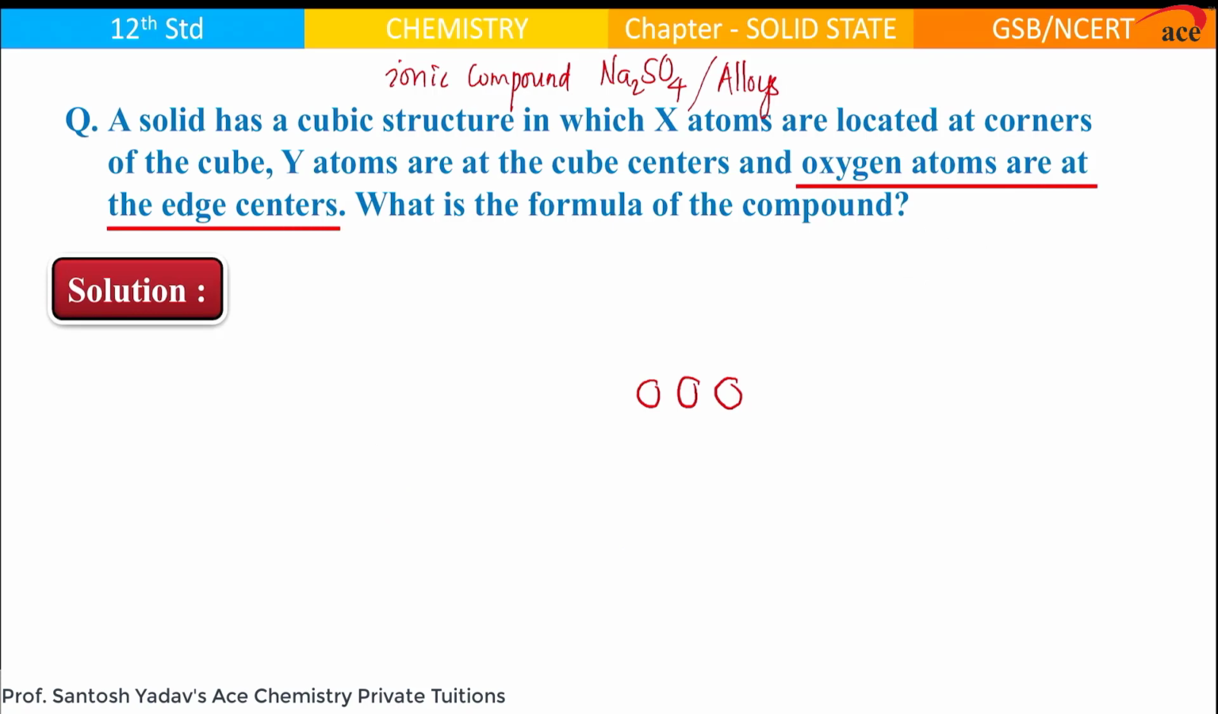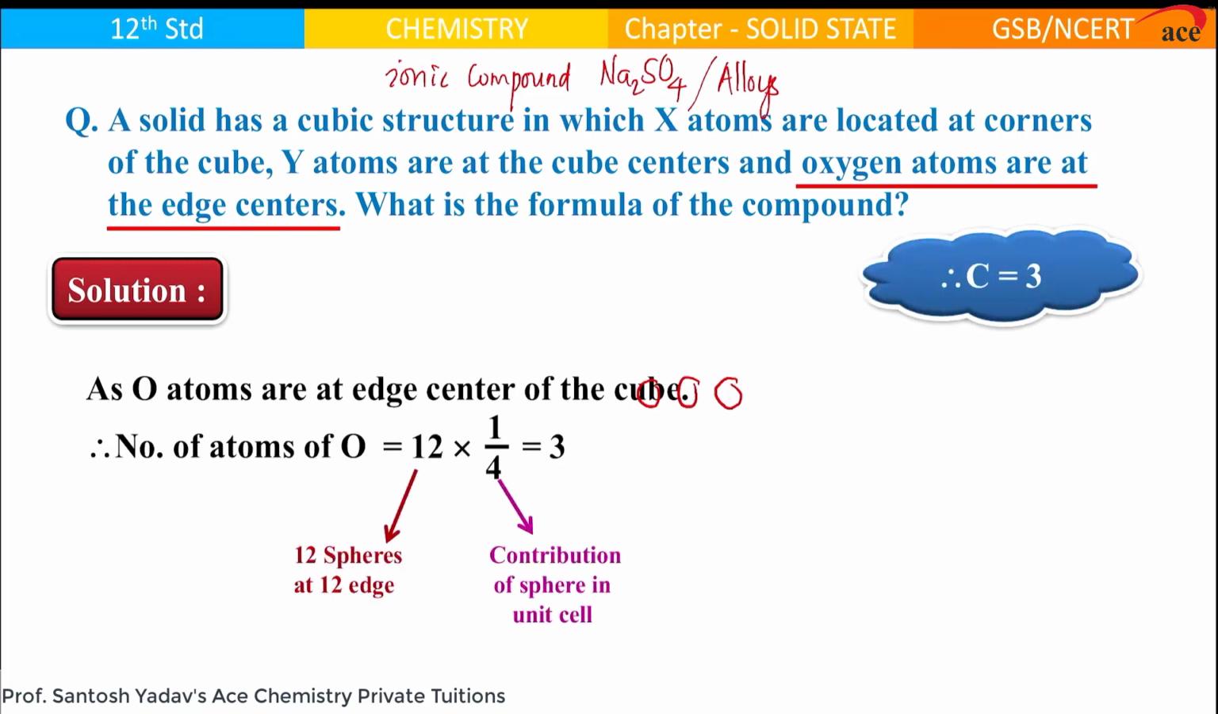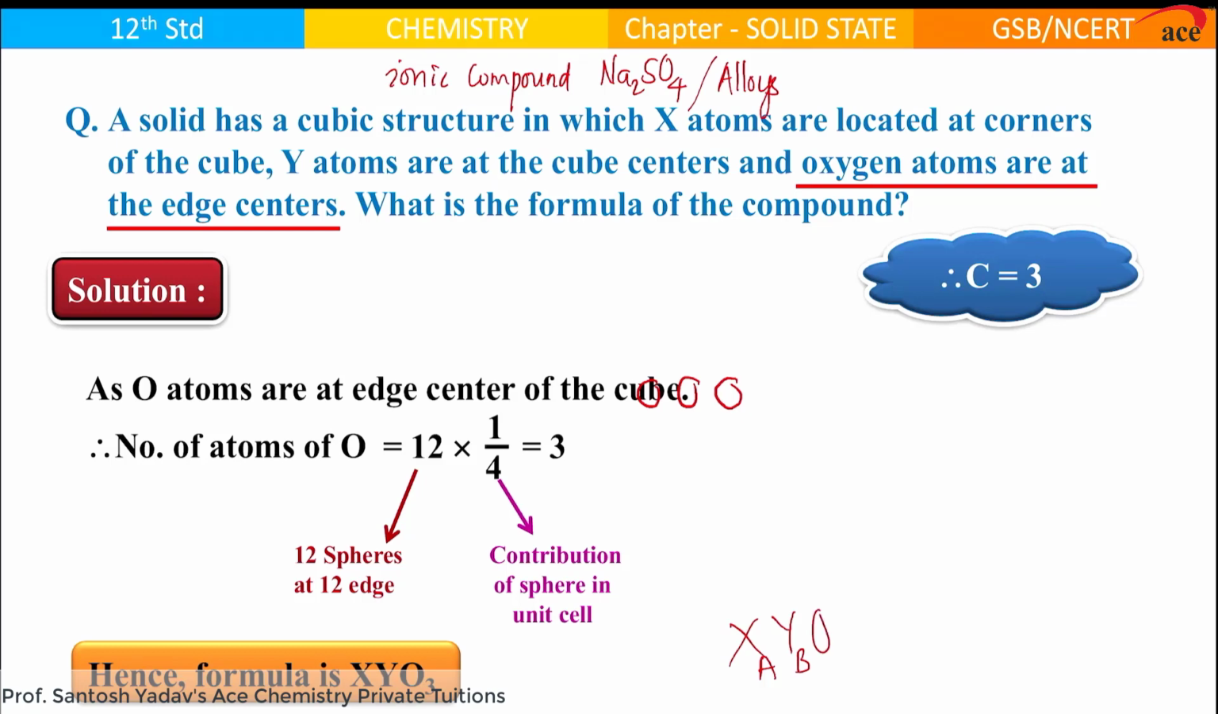Similarly, if you go to oxygen atoms, oxygen atoms make up edge centers. And how many edge centers are present? Edge centers are 12. Each edge center contributes 1/4. So the total is 3. So the value of C is 3. So the formula is XaYbOc. If you put that in, XYO3 is the formula that you get.